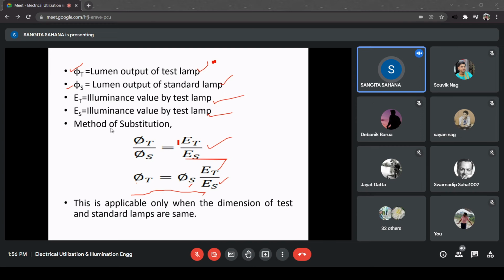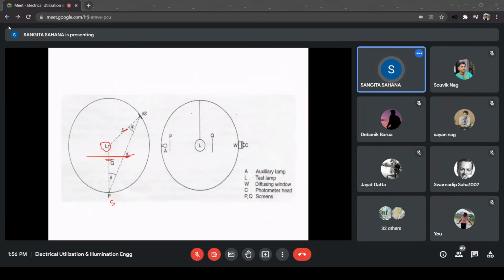Why do the dimensions need to be the same? Because if the dimensions are different, if the dimension of this L and suppose a small L is here, if these are different, then you can understand that the absorption of light, reflection of light, will be different. If the test lamp is much bigger than the standard lamp, or much smaller than the standard lamp, the amount of absorption by the surface of the lamp will be different, right? So there will be a small amount of error due to this dimension mismatch of the test lamp and the standard lamp. So just to compensate that error, we need this auxiliary lamp. You got my point, na?